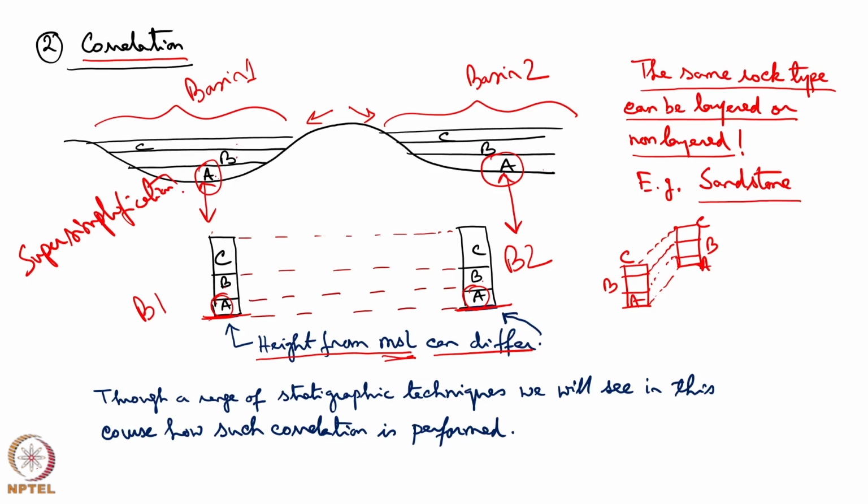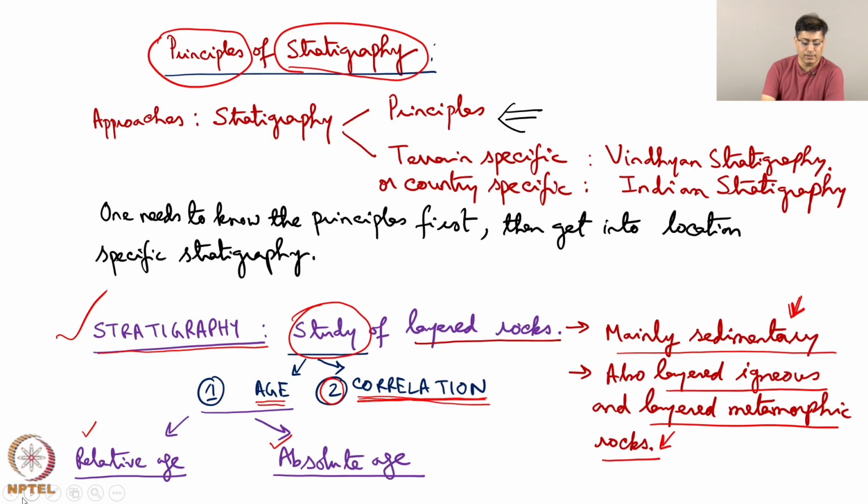So, there is no guarantee that the highest thickness A here and the highest thickness A here will be the same. Nevertheless, they can be of the same ages. So, they can be correlated. Now, let us see what we meant by the word principle.